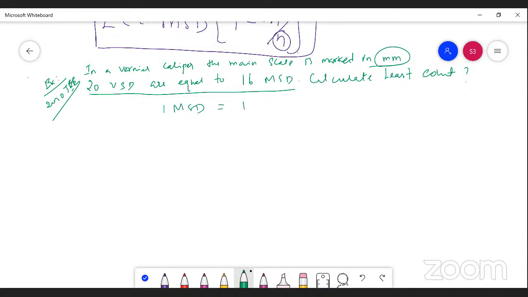The main scale division: one main division is equal to 1 millimeter, or 0.1 centimeter. Our least count is recorded in centimeter, that's why I want to convert to the centimeter value. So what is the least count formula? It is equal to main scale division of 1 minus m by n. One main scale division is equal to 1 millimeter.